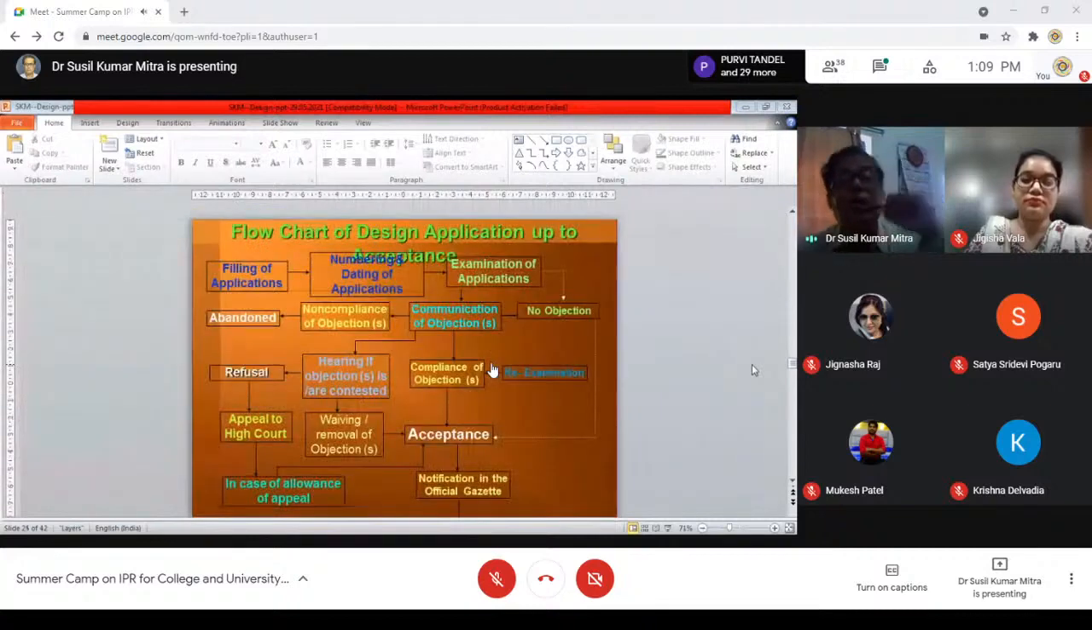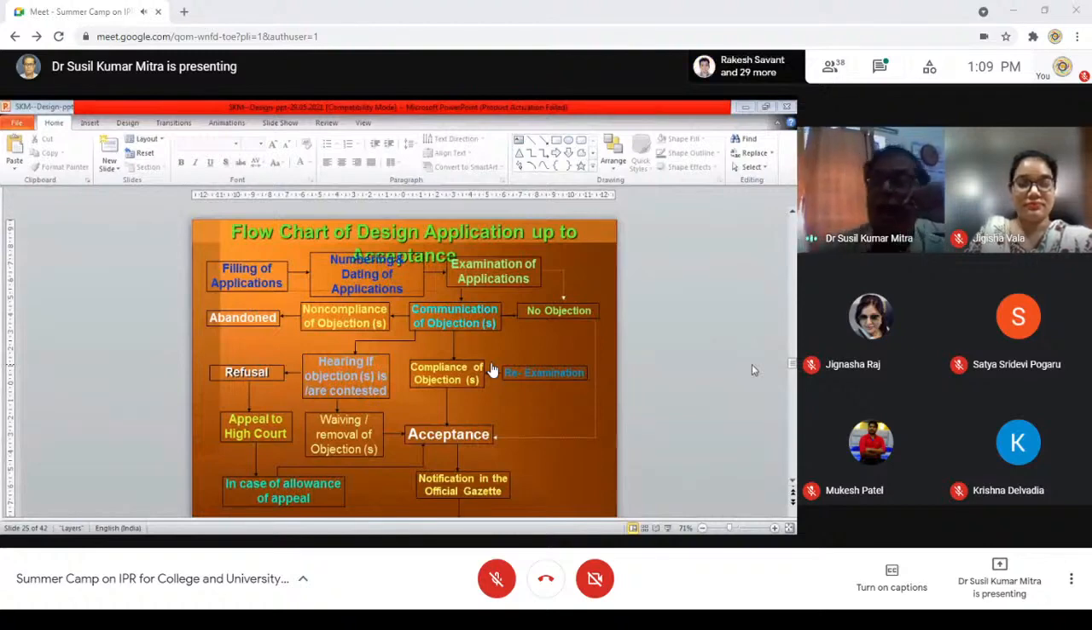Now I am coming to the flowchart. The process is very simple. Within 6 months, you can get the registration. After filing, a 6-digit number is allotted, and thereafter an examination report will be issued. But there is no publication like patent. In patent, there is an 18-month publication, but design will not be published before registration. This is the only difference.